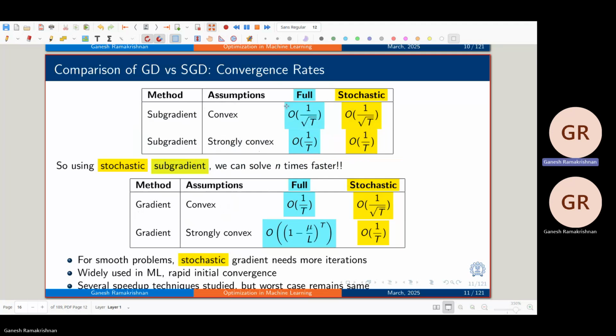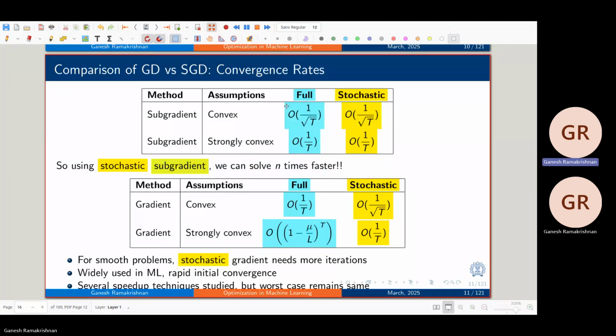So what this table is telling you is that there are hidden costs associated with subgradient. Because of that, whether you do full or stochastic, you are at 1 upon square root t. Whereas if you consider gradient, you can see the gap more explicitly, that there is actually a drop when you go to stochastic. Earlier we did only the subgradient analysis. This we didn't talk about, I didn't present any results, but there still seems to be a significant gap. And the gap is even more significant for gradient when you consider strong convexity.